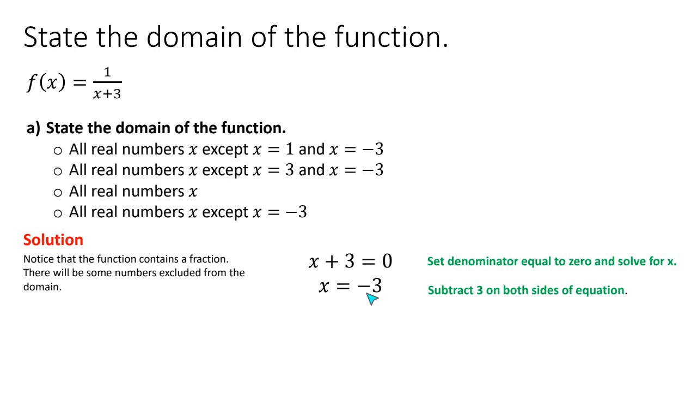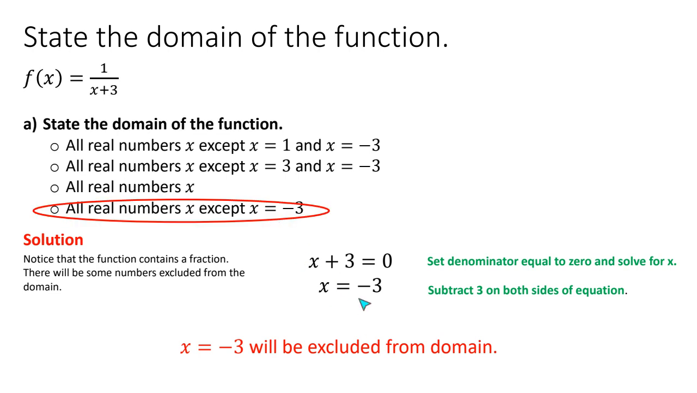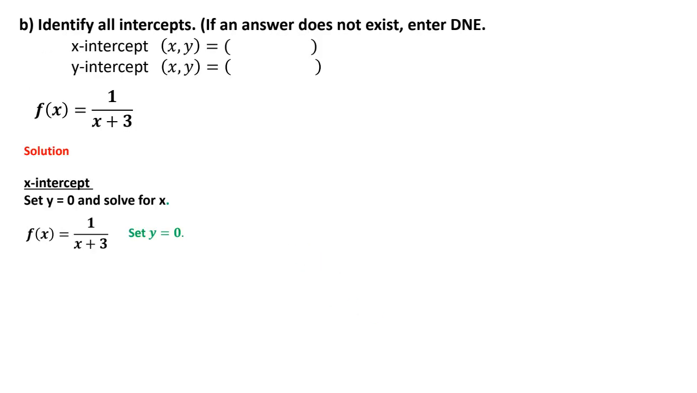So your domain is going to be all real numbers except for negative 3, because if you plug in negative 3 here, you're going to end up with 0 down here. Okay, so our domain is all real numbers except negative 3. Okay, so that would be their last option here. Now let's go to letter B.